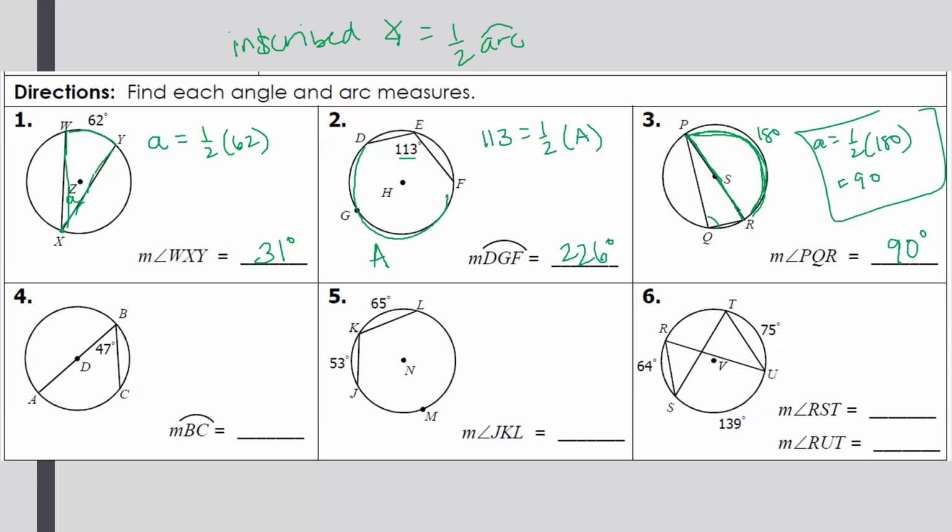You can do this step if you want when you see a diameter, or you might just be able to recognize that 90 right away. I'd like you to try number 4.